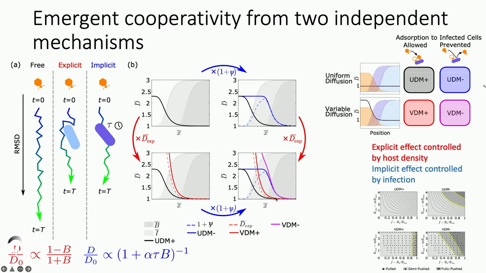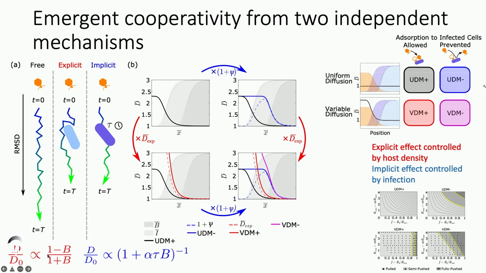But basically, to summarize, this gives you an explanation of why the transition lines look as they do in this plot. In the VDM plus model, the main effect is this explicit effect due to steric interactions, so volume excluded interactions between the phage and the bacteria. This is controlled, as you see in this red equation, mostly by bacterial density. And indeed, you get transition lines that are vertical, so they depend only on the bacterial density.